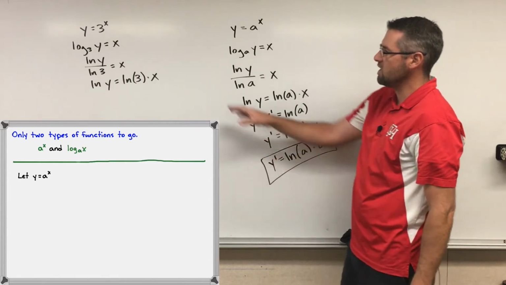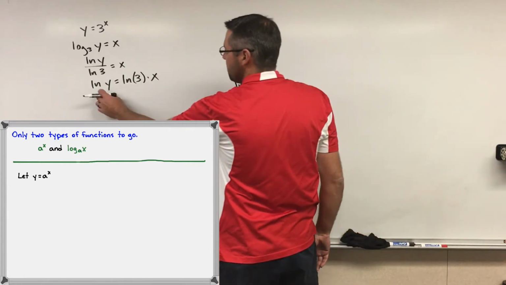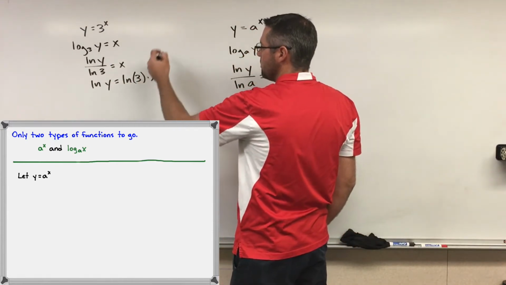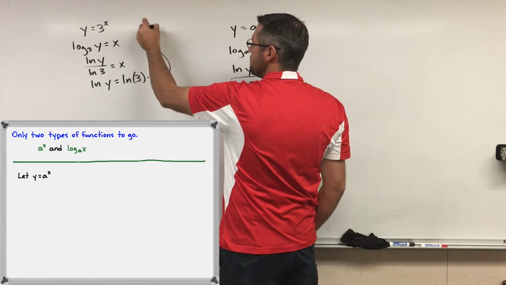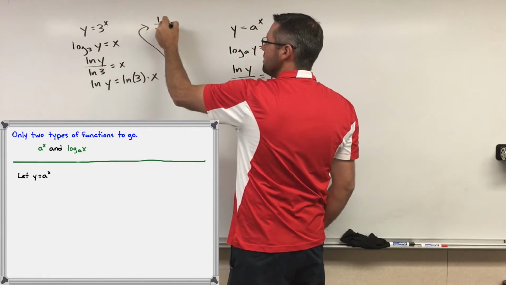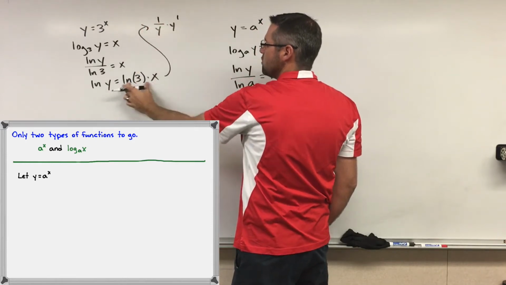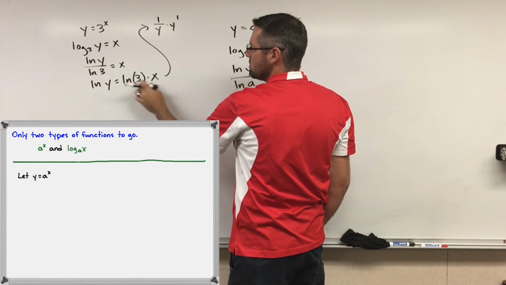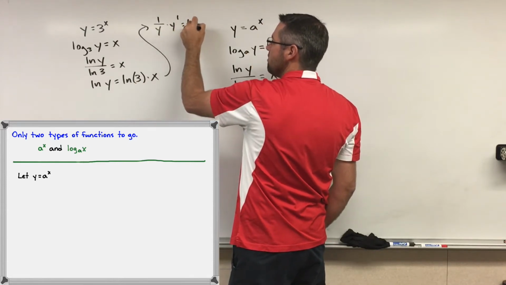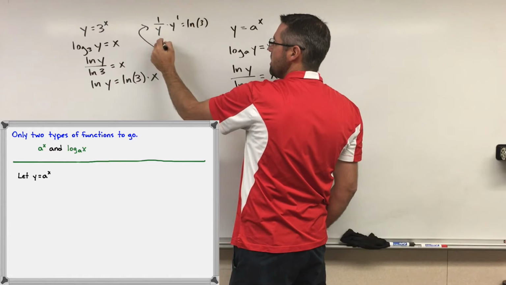Okay? If I do the same thing over here, well, what's the derivative of natural log of y? I'm going to run out of room here, so I'm going to put it up here. The derivative of that would be 1 over y times y prime. And then the derivative of this side, because that's a constant multiple, would just be natural log of 3. We'll go ahead and multiply both sides by y.